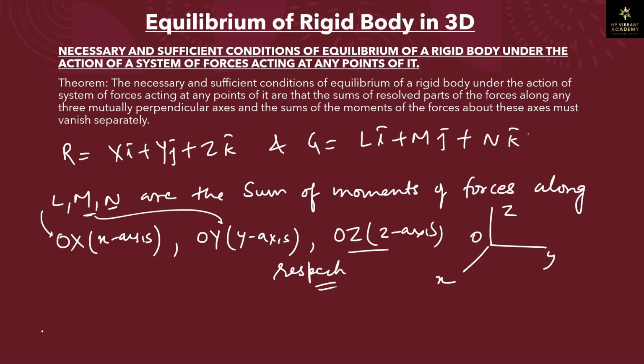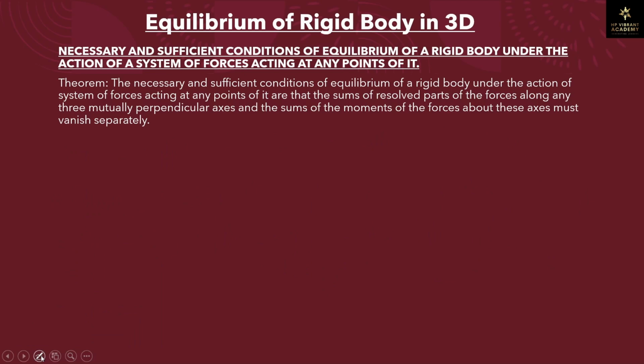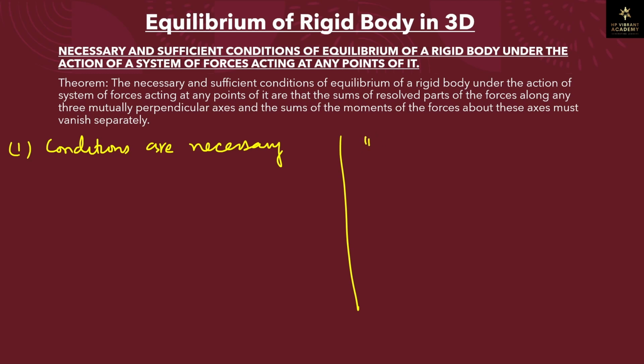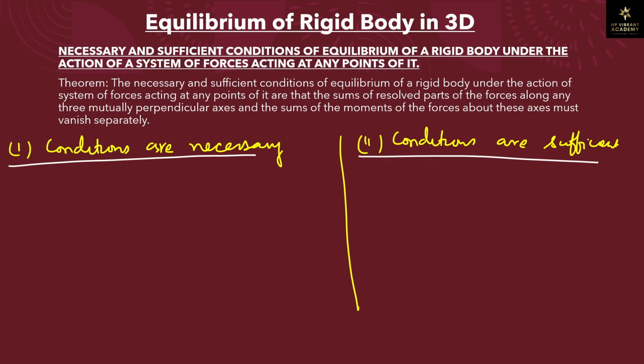Okay, so now let us prove this. Let us take two cases. In the first case, the conditions are necessary, and in the second case, the conditions are sufficient. So we have the conditions are necessary and the conditions are sufficient.